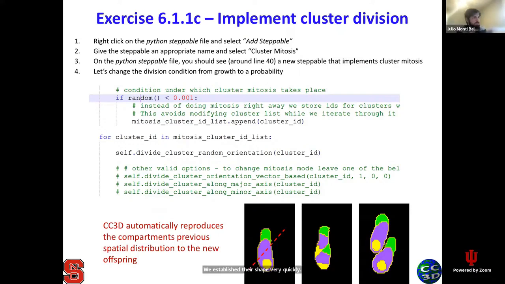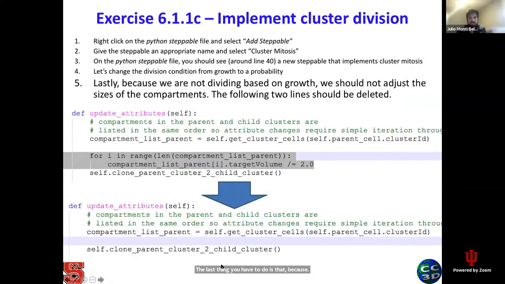So that's what it's going to do. The last thing you have to do is that because the cluster mitosis usually assumes that you first grow your cell and then you divide it, the update attributes function automatically divides our compartment's target value by 2. We don't want to do this now because we're not dividing based on growth, we're just dividing based on chance. So we can take those 2 lines here and remove them, okay?